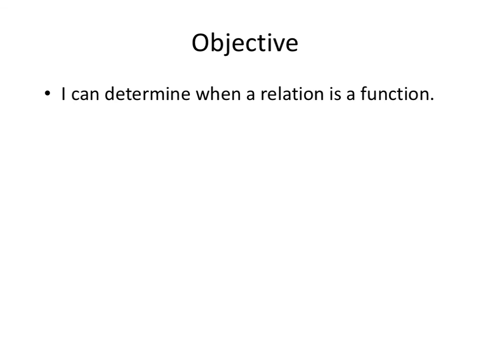Now, there's our objective. I can determine when a relation is a function. And again, whether it's non-numeric, whether it's in a mapping, whether it's in a table or a graph, or just straight ordered pairs, we should be able to make that determination. And we also saw some function notation and domain and range stuff again, so I think that's good stuff.